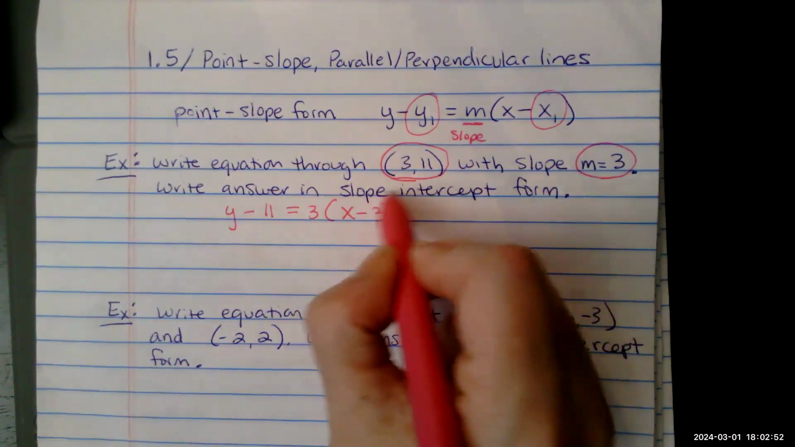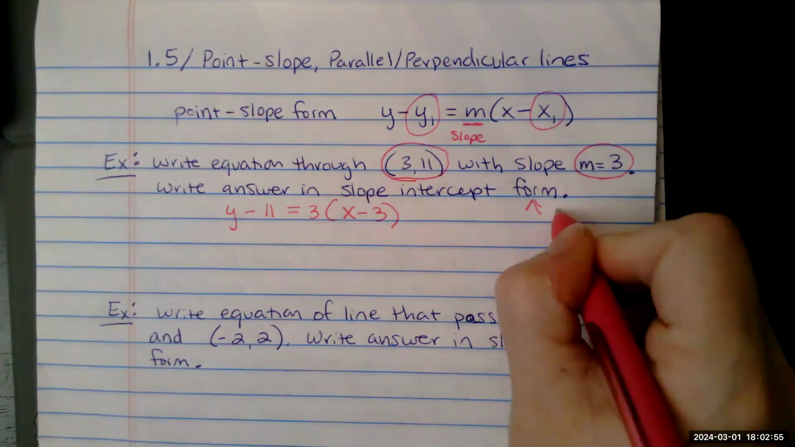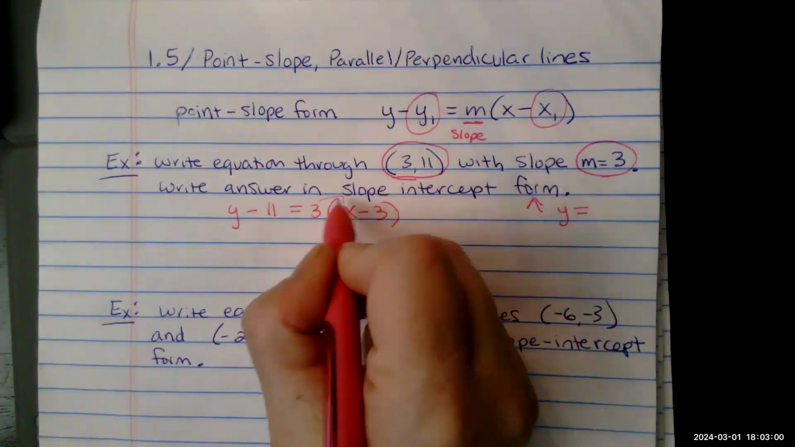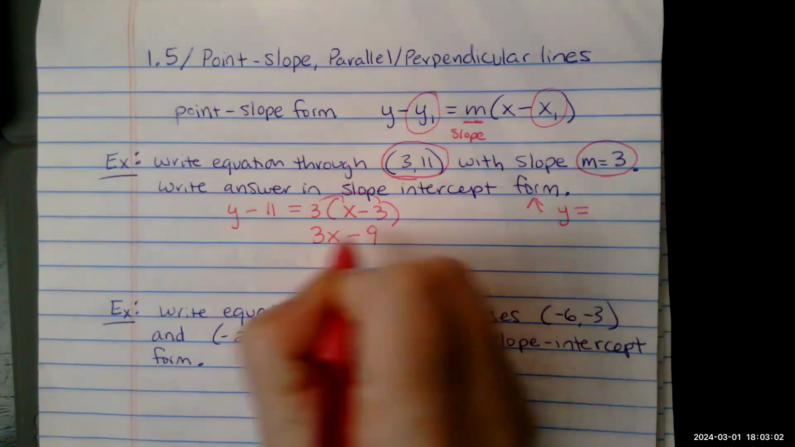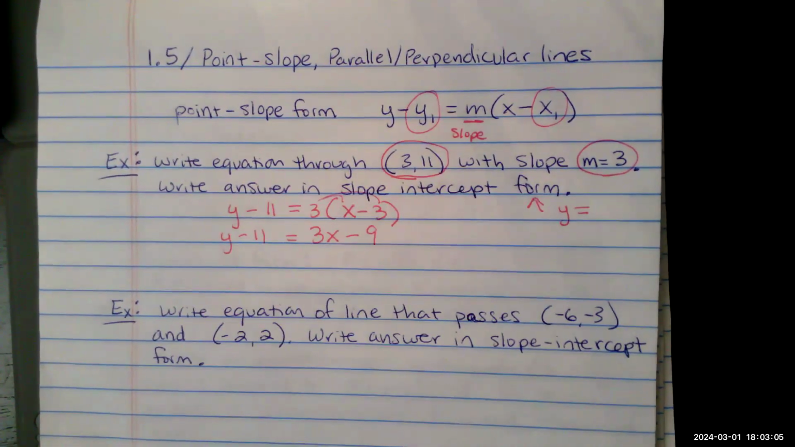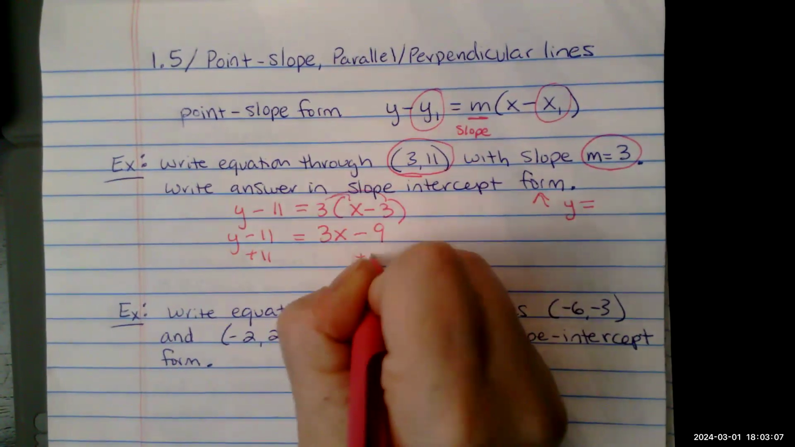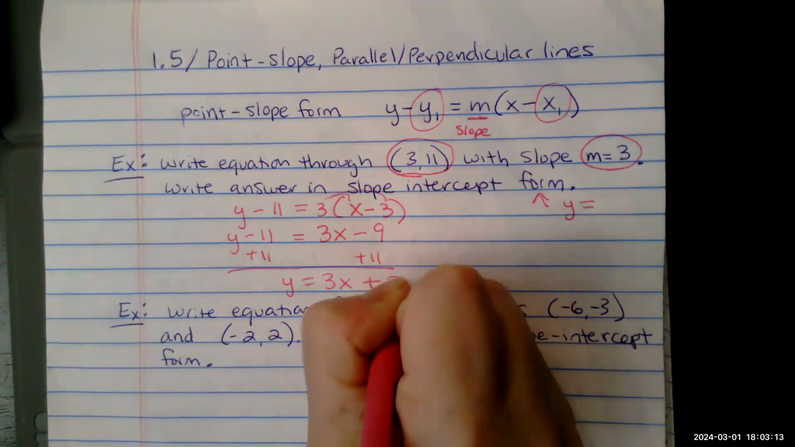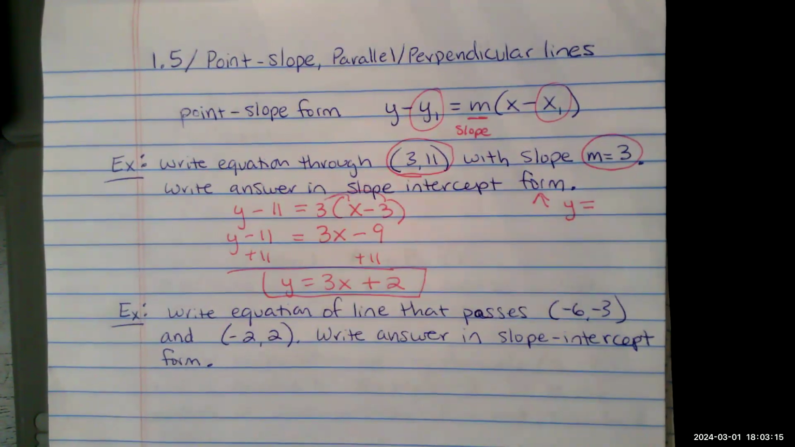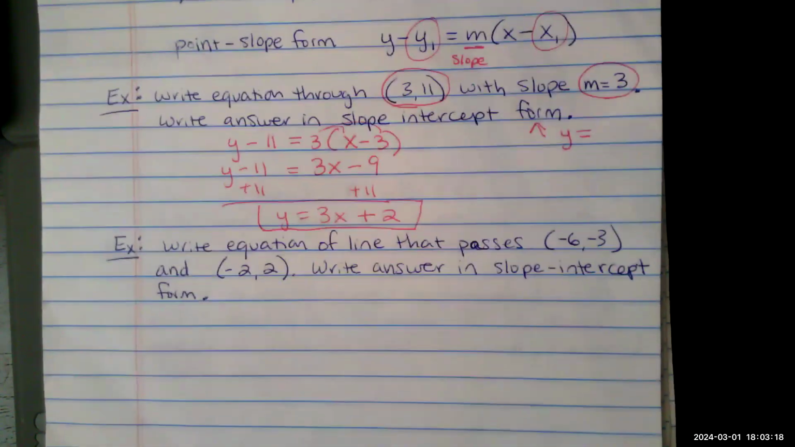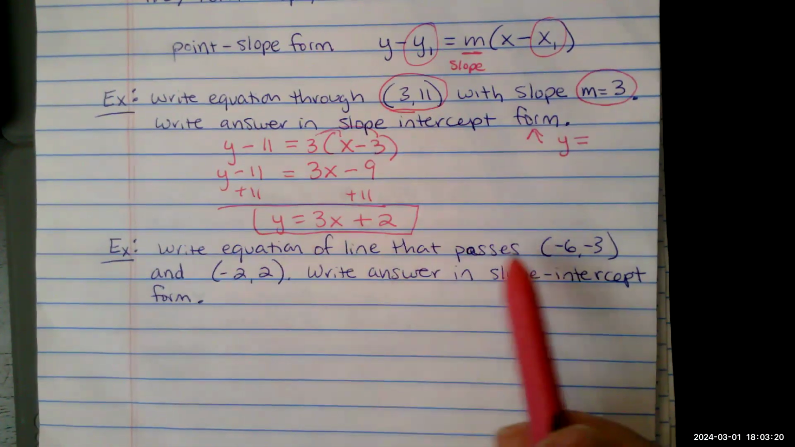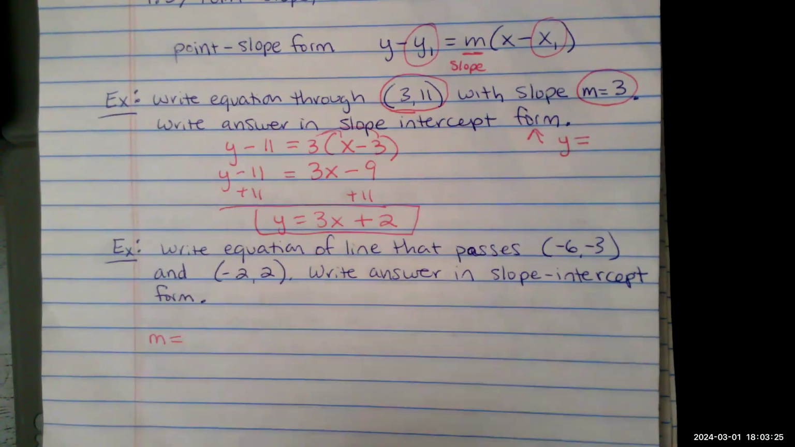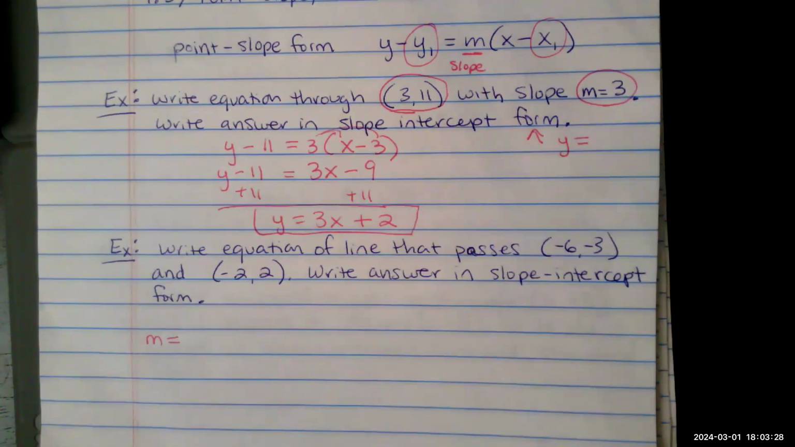But since it wants it in slope intercept form, this is basically just saying, get the y by itself. So I'm going to distribute over here. And then I'm going to move that 11 by adding. And that's it. So now I'm going to do the same thing, but this time they gave me 2 points, but did not give me the slope. So I'm going to have to take a second to find my slope first, and then I can do it the same way I just did.